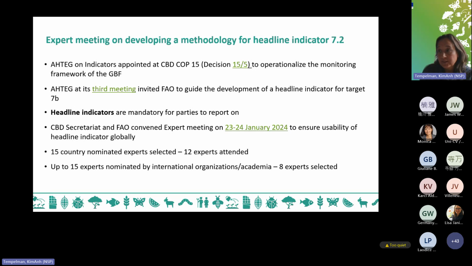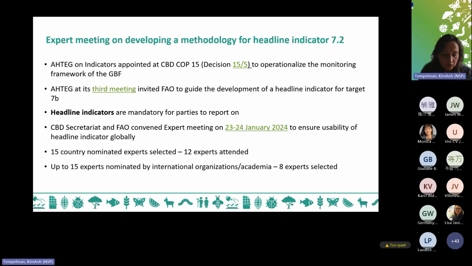Just to remind all the participants, headline indicators are mandatory for parties to report on, which is why it's important for them to be measurable. With this in mind, the CBD Secretariat and FAO convened the expert meeting on 23 to 24 January to ensure the usability of the headline indicator globally. As Monica mentioned, there was a selection process. 15 country-nominated experts were selected from all regions, and 12 experts attended the meeting. Up to 15 experts could be nominated by international organizations and academia, and amongst the submissions, 8 experts were selected.